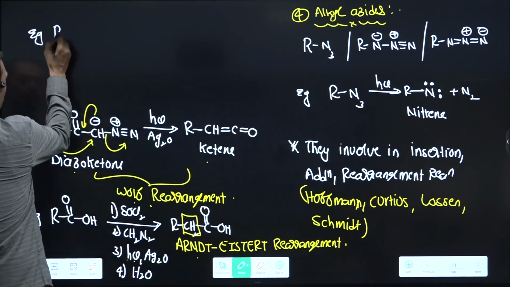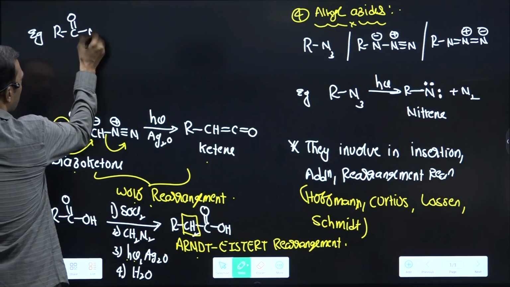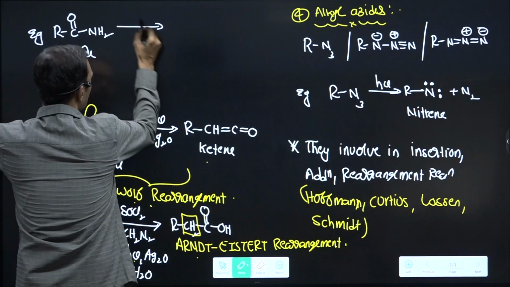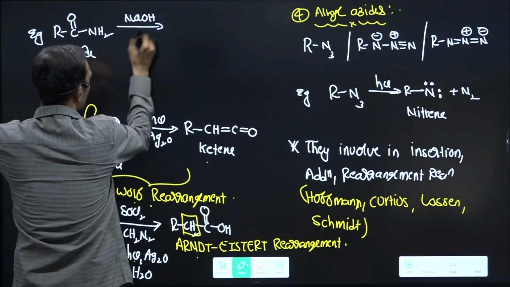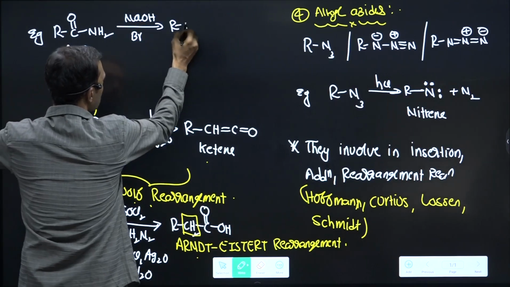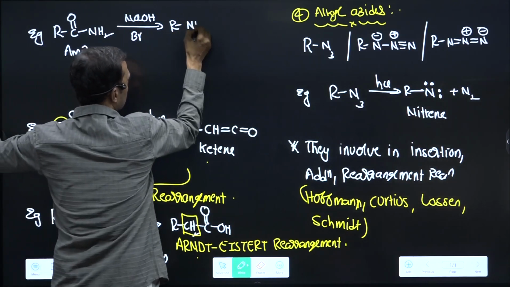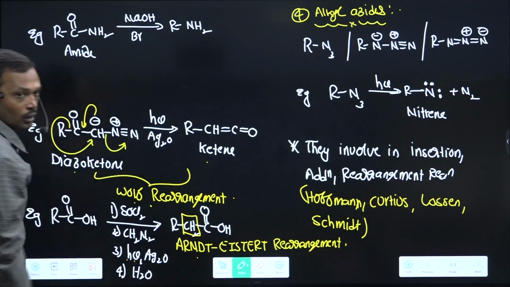In short, when any primary amide is there, this is called an amide. Amide reacting with sodium hydroxide and bromine, there is a formation of an amine. This is called Hoffman rearrangement.